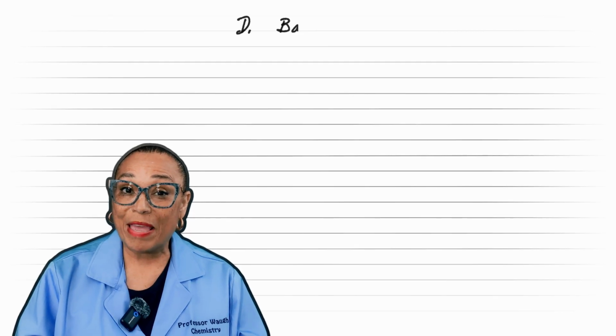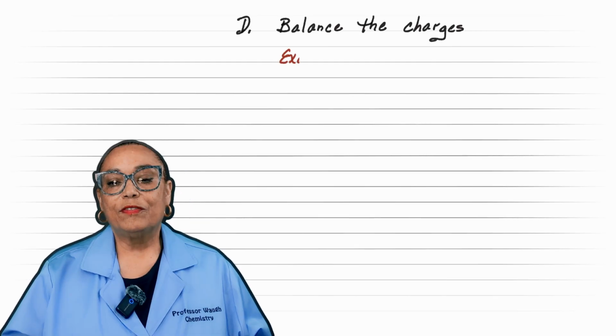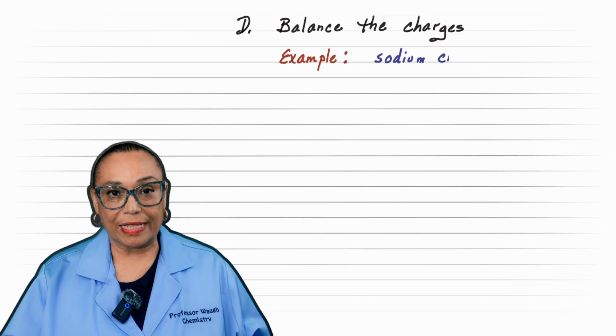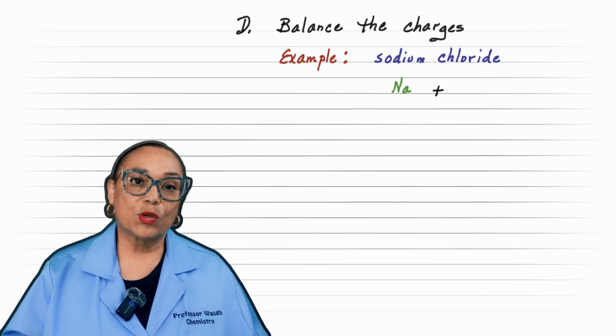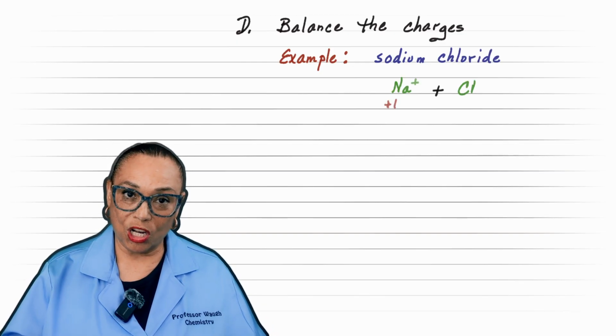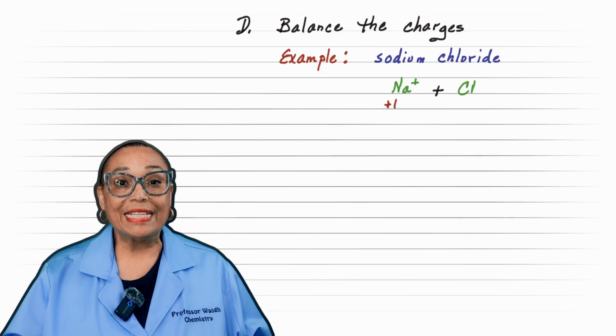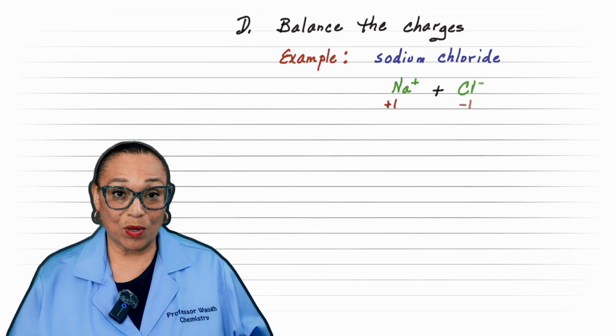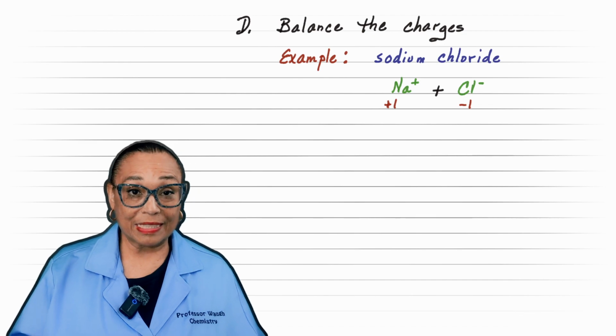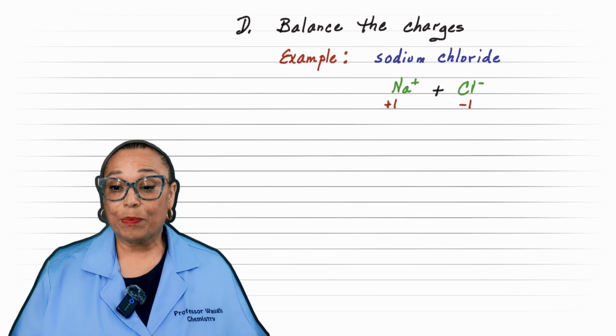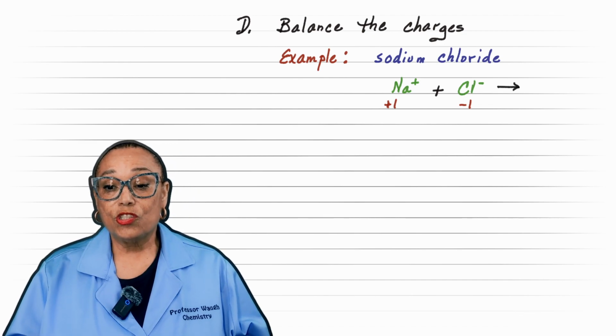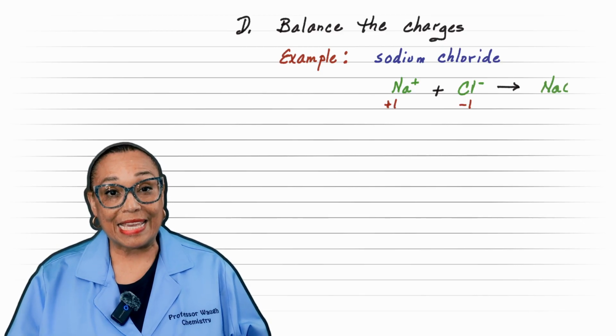Now, let's balance the charges. If you've got sodium chloride, then you know sodium ion has a +1 charge. The chloride ion has a -1. So I have the same number of positives as negatives. So when I put it together, you just write NaCl.